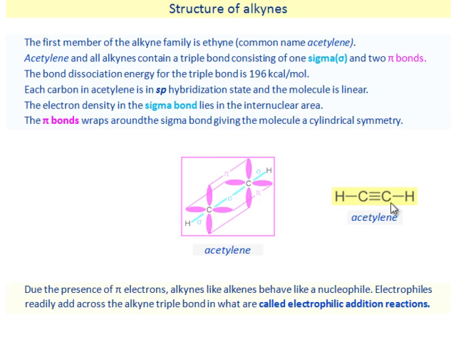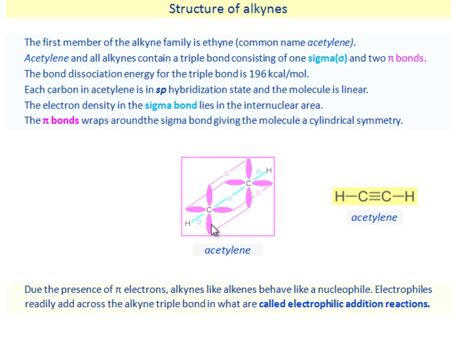Each carbon in acetylene is in sp hybridization state and the molecule is linear. The electron density in the sigma bond lies in the internuclear area. The pi bonds wrap around the sigma bond, giving the molecule a cylindrical symmetry.